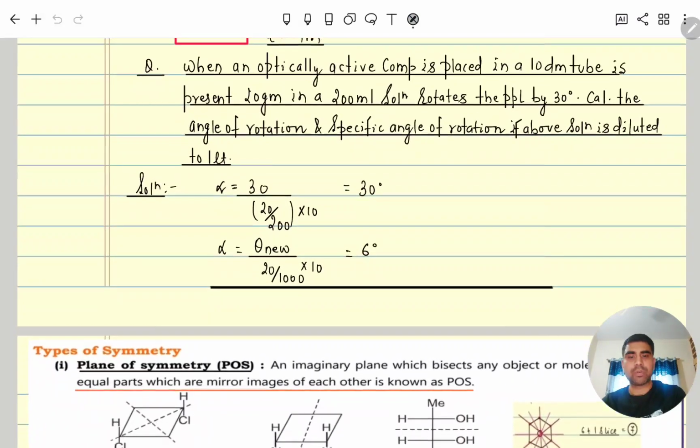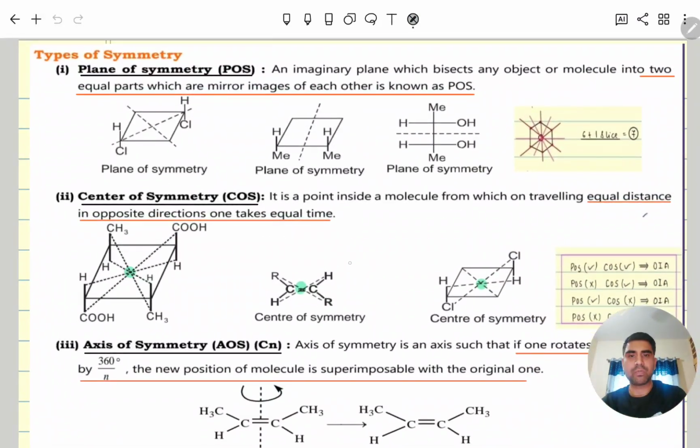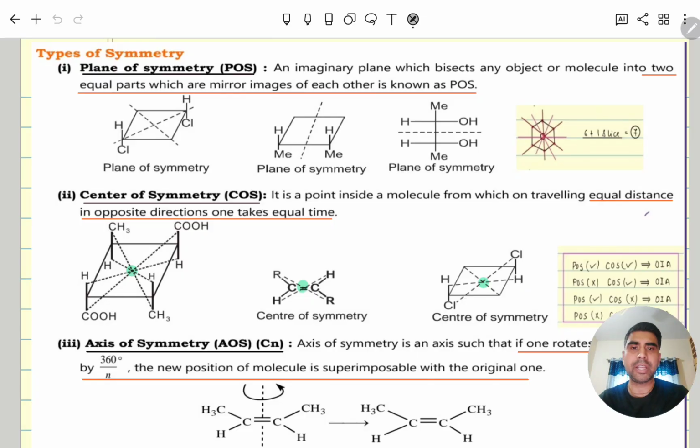Now the second basic term we will study is symmetricity, by which we can understand whether any organic compound is optically active or not, because every time we will not keep that organic compound in the polarimeter and pass plane polarized light. So by symmetricity also we can understand that a compound is optically active or inactive. First symmetrical term is POS, plane of symmetry. If any molecule is bisected and the two equal halves are mirror images of each other, then that symmetry is called plane of symmetry.